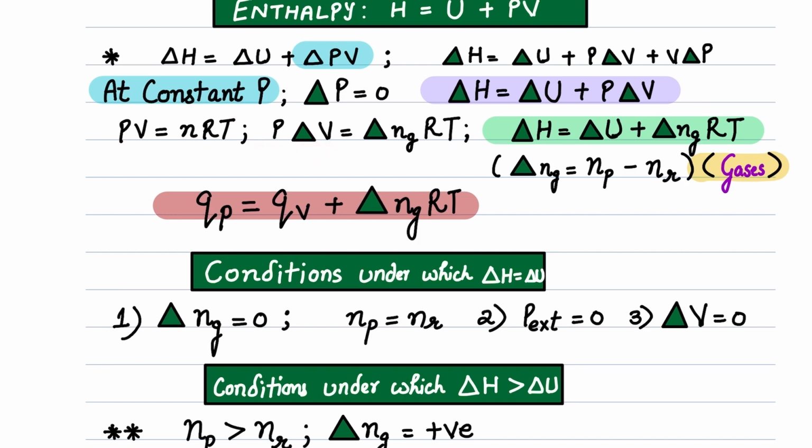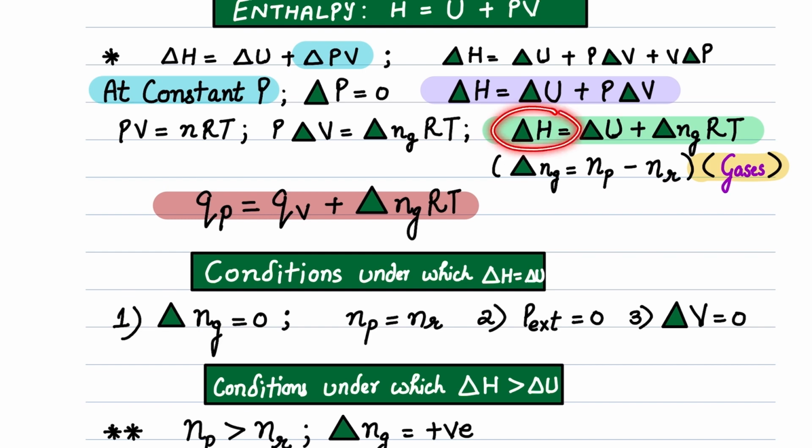Now we know that PV is equal to nRT, so I can replace P delta V as delta NgRT. So I can say that delta H is equal to delta U plus delta NgRT. So what is delta Ng here? That is number of moles of product minus number of moles of reactant. Now this is important to learn that here we are only considering the moles of gases. This is a very important point.